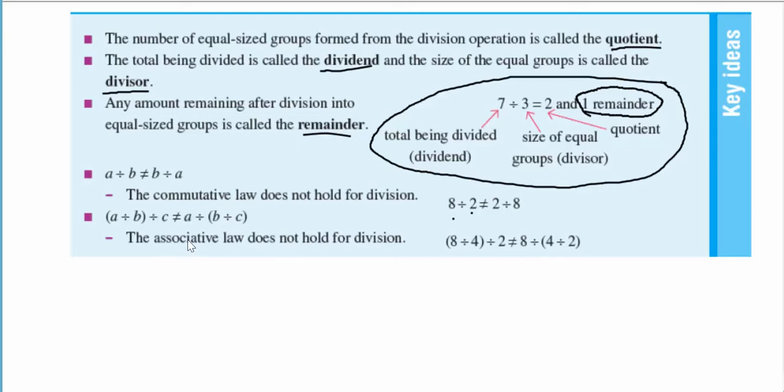Okay, the associative law does not hold for division either. So you can't, like in multiplication, if you remember, if you have, say, 3 numbers being multiplied, you can do them in any order. Alright, division is very different.